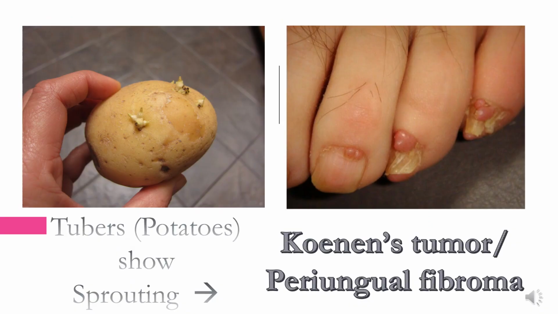Your first finding is Koenen's tumor. You can see in the left image that the tuber is showing sprouting, and the right image is a similar presentation, showing something coming out from the nails. So Koenen's tumor is nothing but periungual fibroma, lesions arising from the nail. I know it is a bit gross, but I'm pretty sure that if you remember this analogy, you will never forget that Koenen's tumor or periungual fibroma is seen in tuberous sclerosis. The tuber, that is the potato, is related to tuberous sclerosis, and the sprouting is similar to the Koenen's tumor or periungual fibroma.